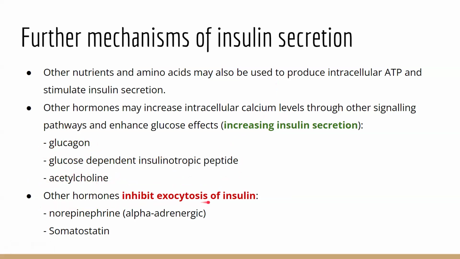Other hormones which inhibit the exocytosis of insulin, so when you don't want insulin to be released: norepinephrine, acting on alpha adrenergic receptors. So remember this, this will come back in a second. And somatostatin, which we said was from D cells.